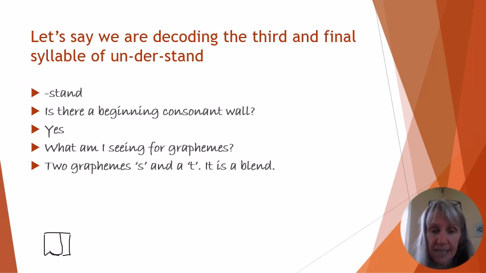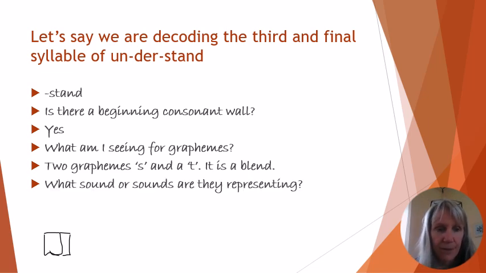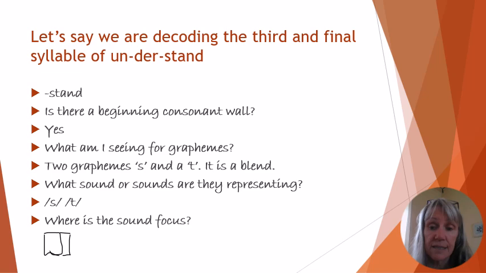S and a T. I know it is called a consonant blend. The consonants are coming together, but they are not losing their sound. What sound or sounds are they representing? They're representing the S and the T sound, right? Where is the sound focus then? We're at the beginning of the word, and our sound focus will be on the S and the T.